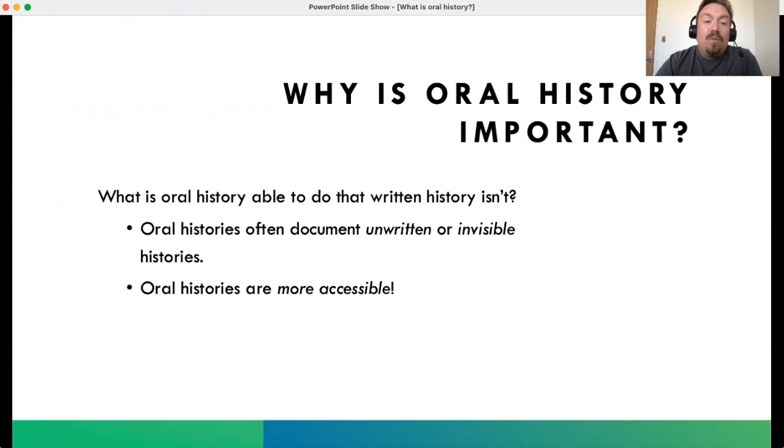Next, we need to talk about what an oral history is able to do that a written history isn't. So oral histories originated as a way to document unwritten, often invisible histories. The topics of oral histories are often ignored by traditional history-making processes because they're deemed unimportant or counter to what should be recorded. Oftentimes, oral histories are more accessible because they are told in a language that people more easily understand, and oral histories are often located in more accessible institutions.